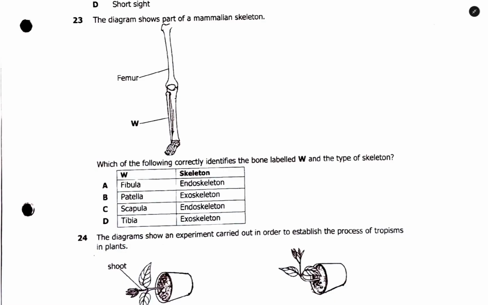So, the bone W, it is the fibula. I don't know how to pronounce this one. The fibula. The patella is this one.